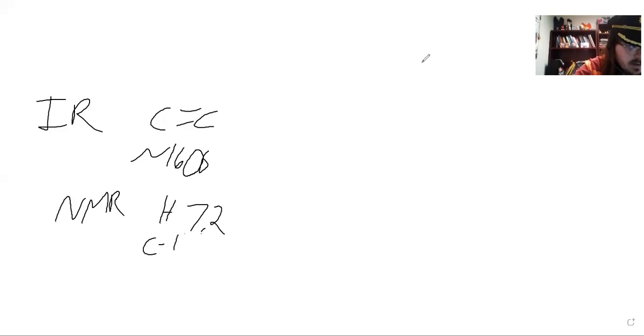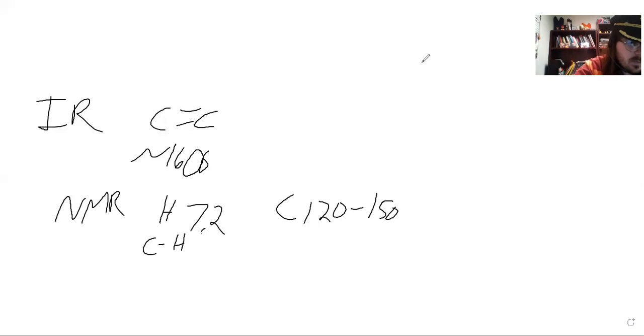A couple quick properties. Remember, we're looking in the IR. The C-C aromatic double bond occurs at approximately 1600. In the NMR, if you get to that, the hydrogens are typically at 7.2 or higher. So it's pretty high to have an aromatic CH. That's usually a dead giveaway, especially with the alkene. And in the carbon NMR, they're between 120 and 150.